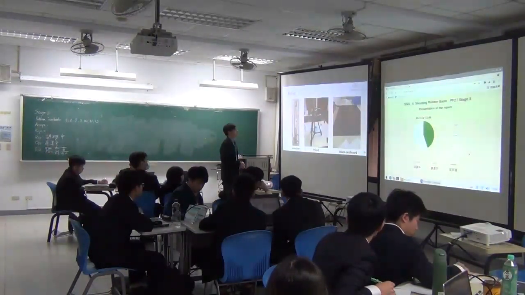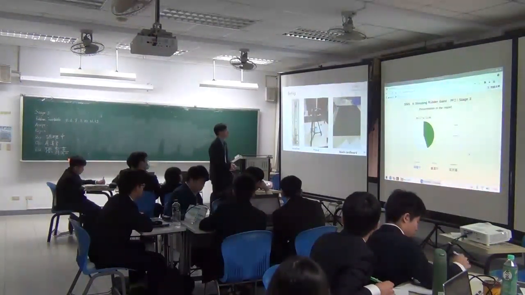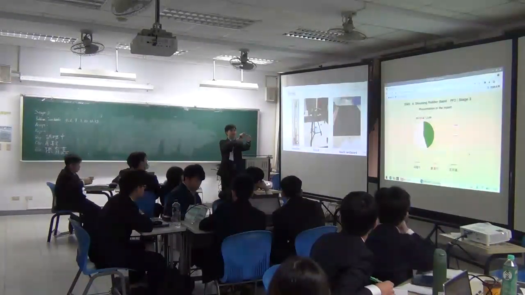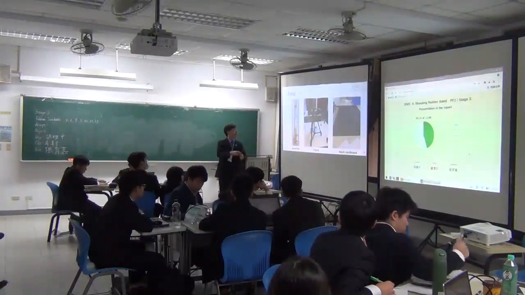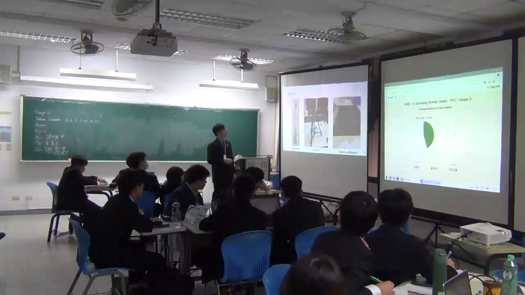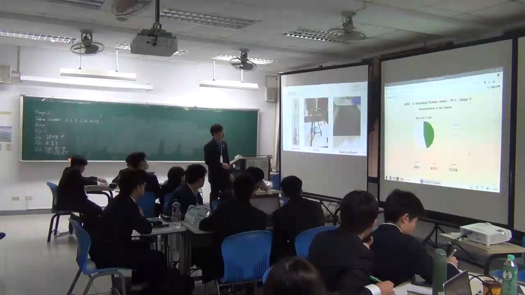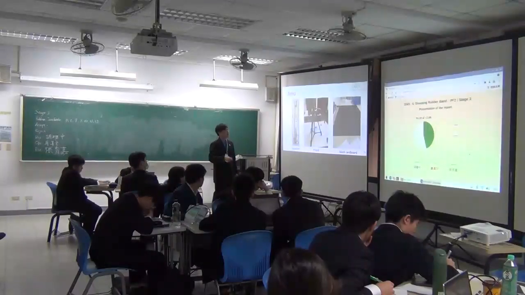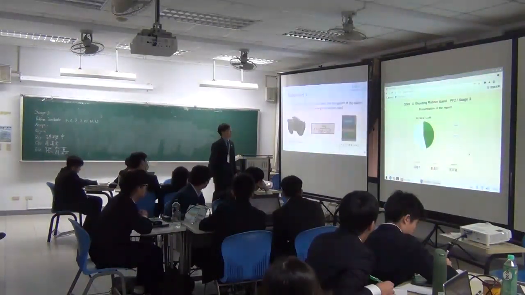So now we're going to talk about the setup. We use this launcher that imitates how we grab the rubber band, and we use a tripod to film the experiment, and we use a back cardboard so we can see the experiment more clearly.